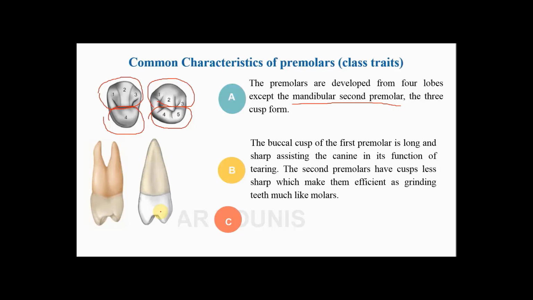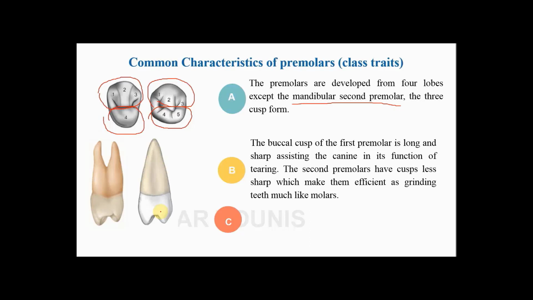Usually they erupt between 10 to 12 years, and in many instances they erupt before the canine. They are considered succedaneous teeth because they replace the primary first and second molars, so there are predecessors for the premolars, therefore they are considered succedaneous teeth.